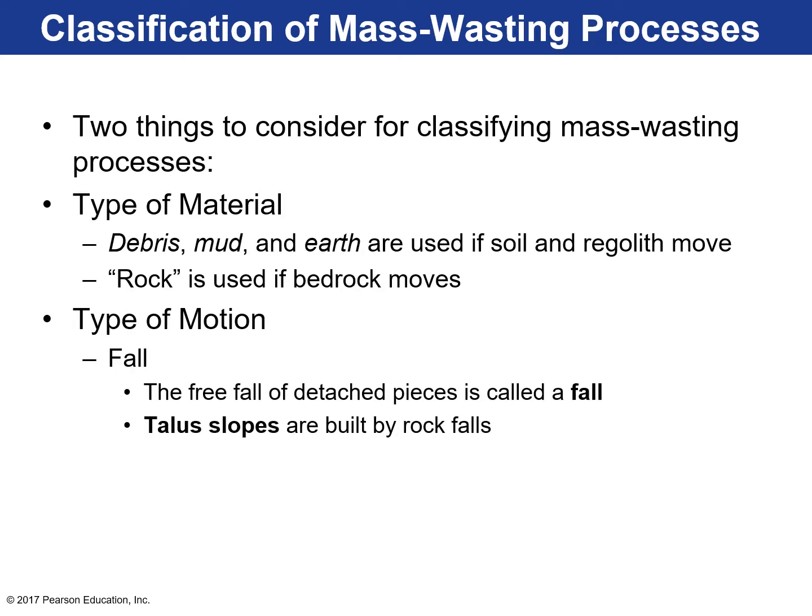Okay, the two things scientists use to classify mass wasting processes, there's more than two, but the two right here, are just the type of material and the type of motion. Okay, the type of material, it's either debris, mud, earth, soil, or regolith, or if it's just rock coming down the slope. Okay, and then the motion, whether it's a fall, or a free fall of detached pieces of rock, that creates talus slopes.